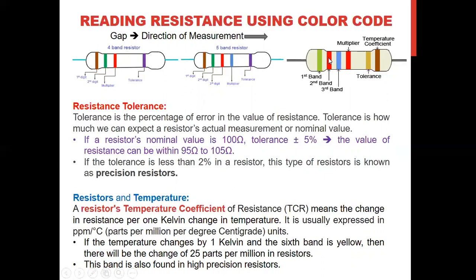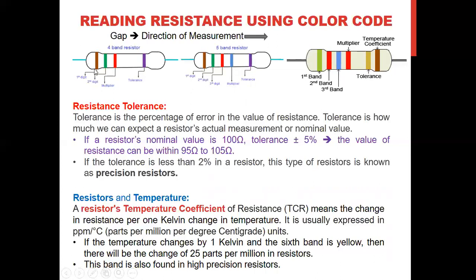For the 5-band, the first 3 are the first 3 digits of the resistance, meaning the value of the resistance. The fourth one is the multiplier, and the fifth one is the tolerance. Whereas for the 6-band, similar to the 5-band, the first 3 are the first digit, second digit, and third digit, the value of the resistance, the fourth is the multiplier, the fifth is the tolerance, and the sixth is the temperature coefficient. That's the extra.